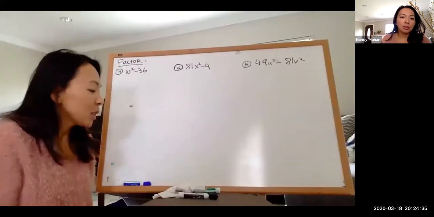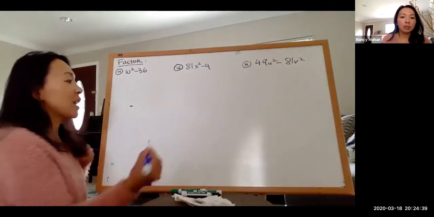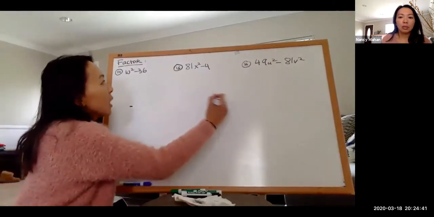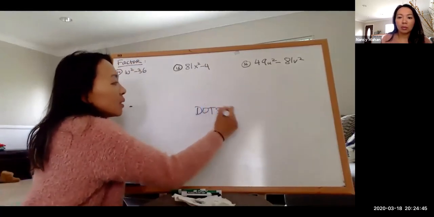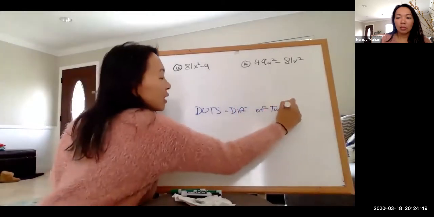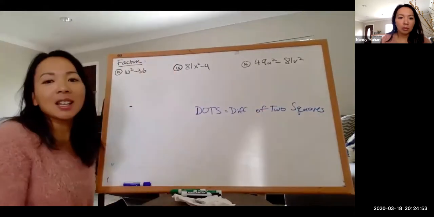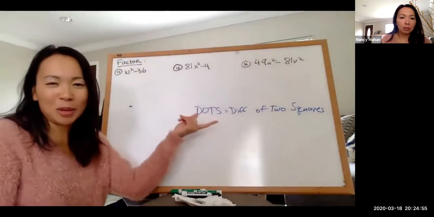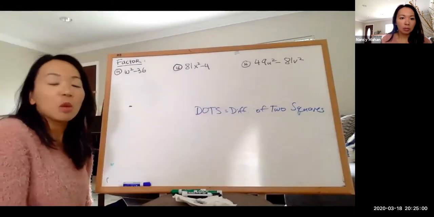All right, so let's talk about DOTS first. DOTS, D-O-T-S, so maybe I'll just write it right here somewhere. DOTS stands for difference of two squares. And again, I'm making up this acronym, so you might not see this in a math book or anything, but it's just something that I use to remember something.